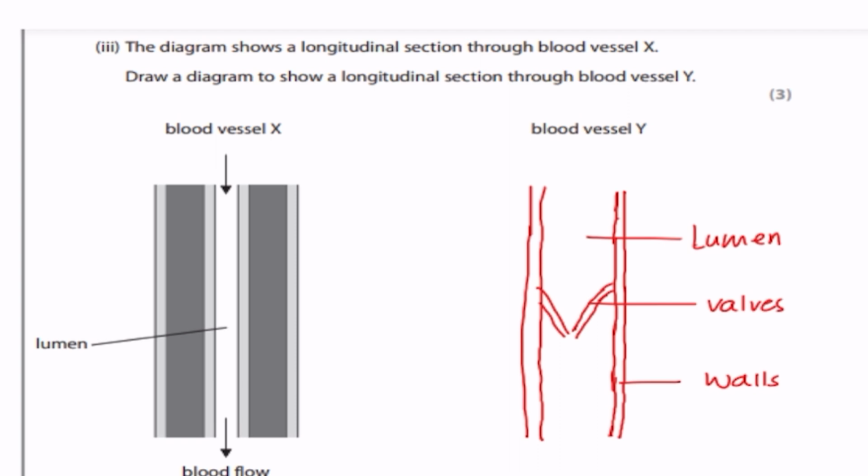Explain the difference in the structure of blood vessel X, which is an artery, and blood vessel Y, which is a vein. X contains thicker walls to withstand higher blood pressure, because they say explain, so we have to explain. And they have a narrow lumen to maintain high blood pressure. And blood vessel Y has a wider lumen to carry blood at low pressure and thinner walls to maintain slower blood flow.